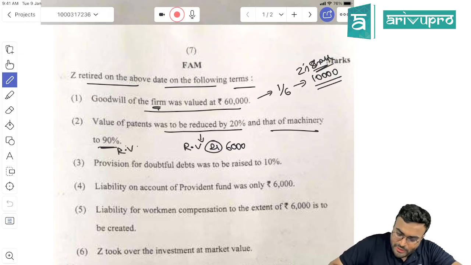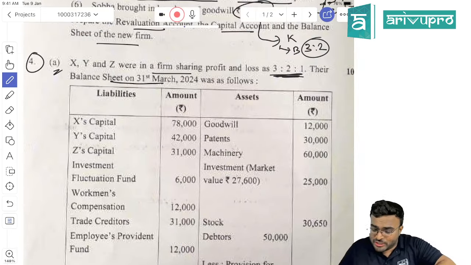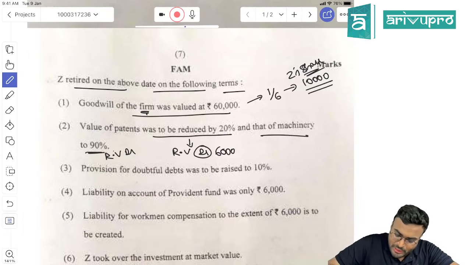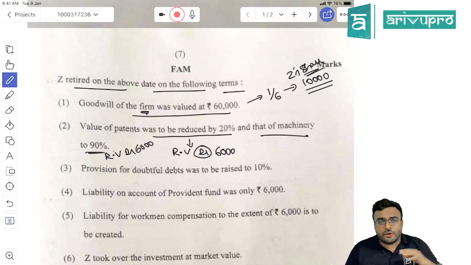Here also revaluation account will be debited. But what is the machinery value right now? 60,000. They want to make it 90%. That means they want to remove 10%, 6,000. 6,000 is going to be removed.